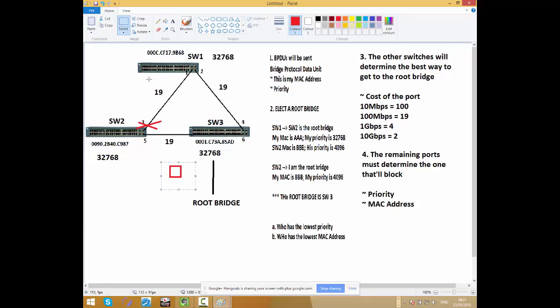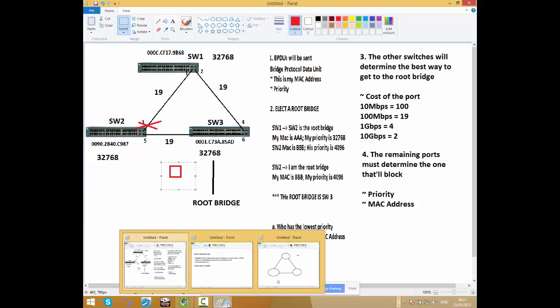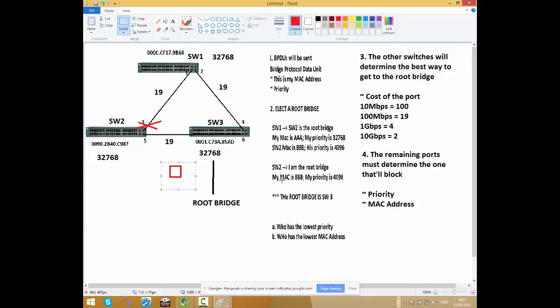I have a question. So if switch 2 is trying to talk to switch 1, it's still going to go through the route? Or does it reevaluate? It wants to talk to switch 1. It will go through the route for sure because this port is blocking. So it will 100% go through this one to get here, so for sure.